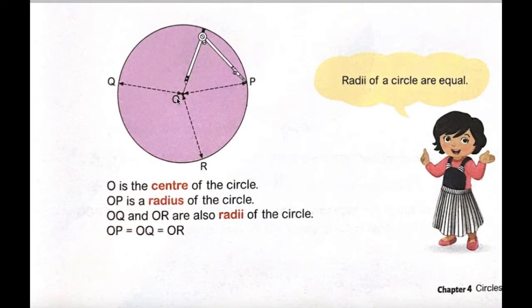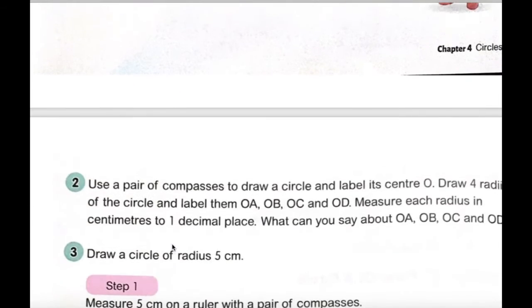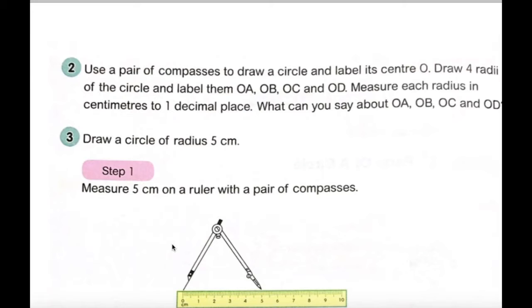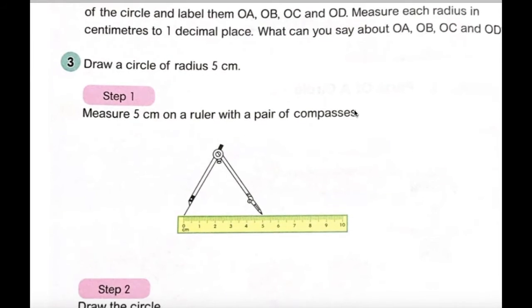Okay, O is the center of the circle. OP is the radius. And OQ, OR are also radii of the circle. The OP will equal OQ and will equal OR. Okay. And now, you can use a pair of compasses to draw a circle and label its center with O. You can do that. And how to draw a circle of radius 5 centimeter?